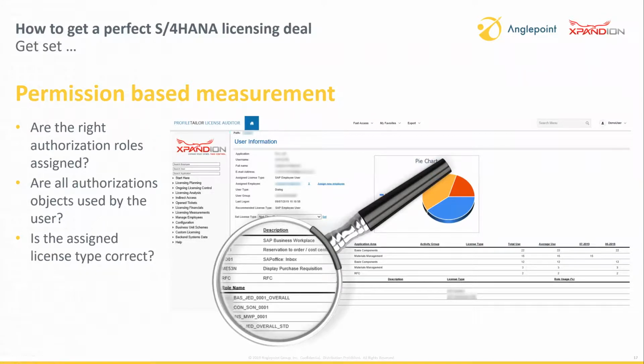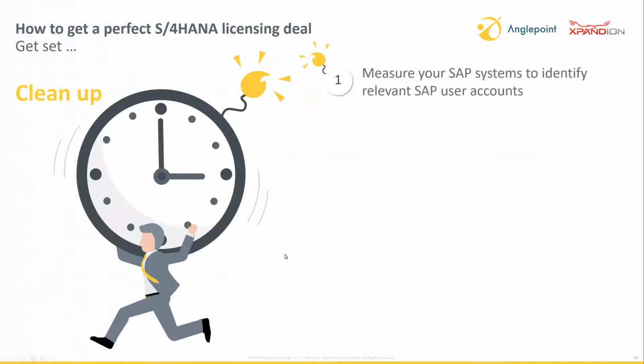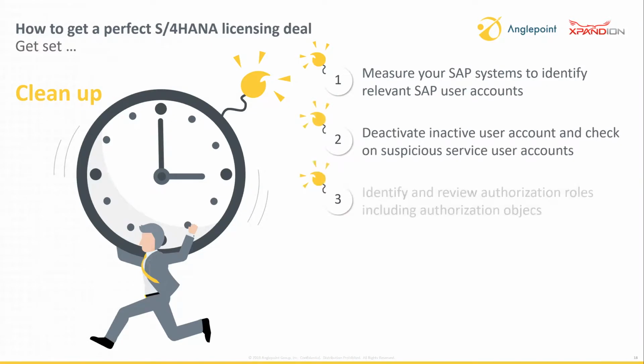So it's all about, you could say, if you want to get a good deal with SAP, it's all about cleanup, really cleanup. So the measurement of your SAP systems to identify, for instance, SAP user accounts. Next, deactivate users that are not active, or check especially around those suspicious service user accounts. Moshe mentioned the capability of the tool to identify indirect access. And we can talk about this also in the Q&A session if there's time. Then identify and review authorization roles, including authorization objects.